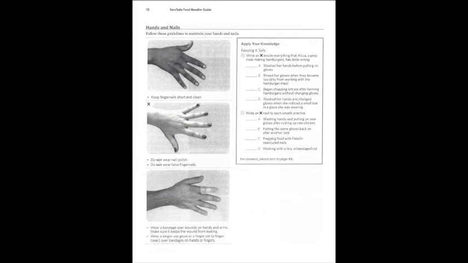Hands and nails. Follow these guidelines to maintain your hands and nails. Keep fingernails short and clean. Do not wear nail polish. Do not wear false fingernails. Wear a bandage over wounds on hands and arms. Make sure it keeps the wound from leaking. Wear a single-use glove or a finger cot over bandages on hands or fingers.